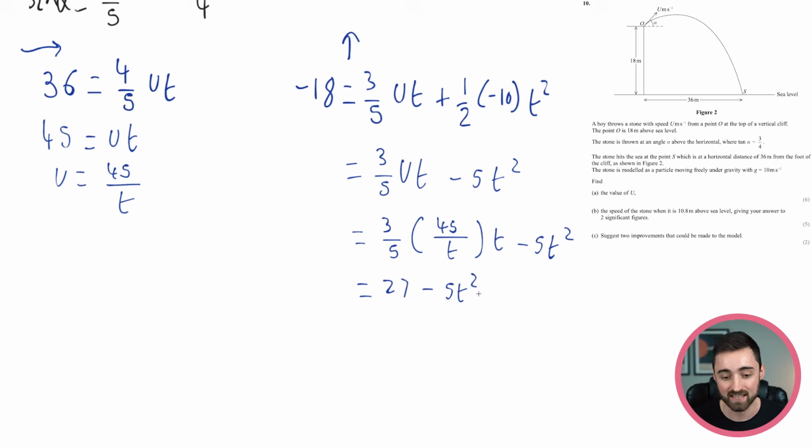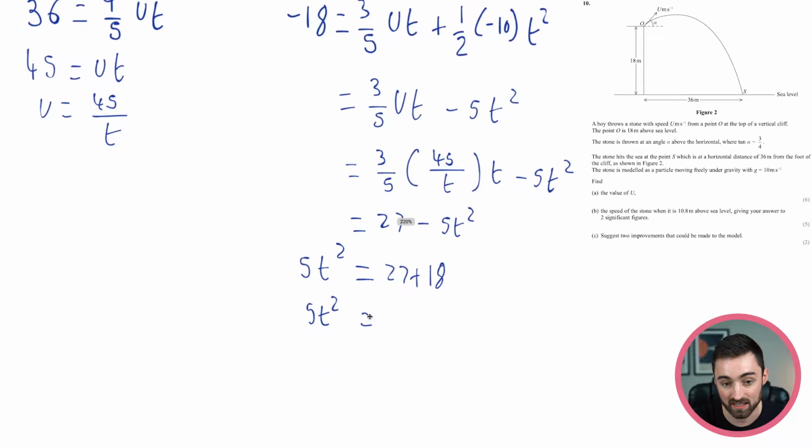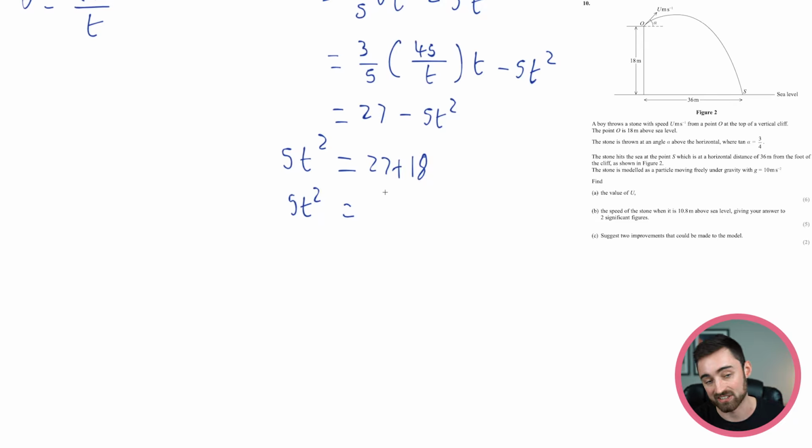I've got a quadratic in t, haven't I? So I'm going to add 5t squared to both sides. And then I'm going to add 18 to both sides to get 27 plus 18. So I'm going to get 5t squared is equal to, well, 27 add 10 is 37, add another 8, I'm going to get 45.